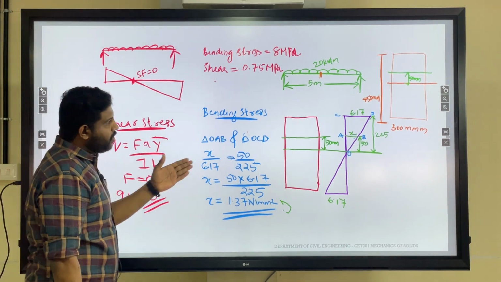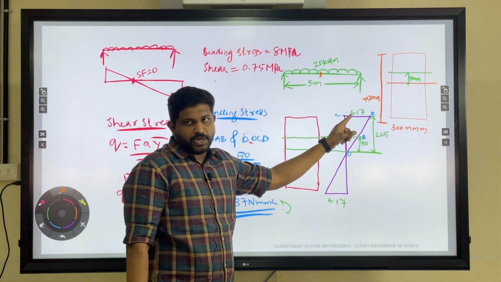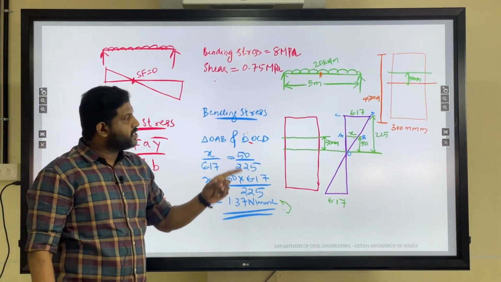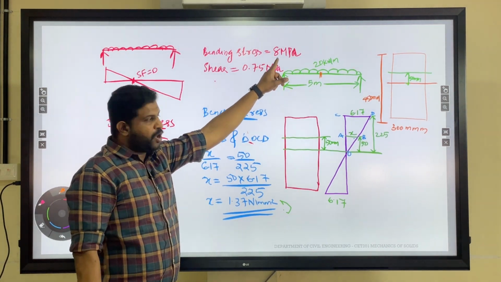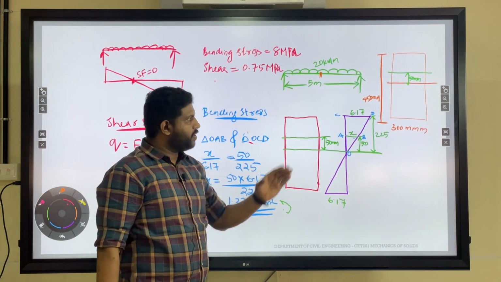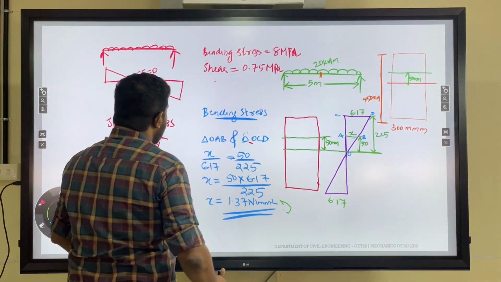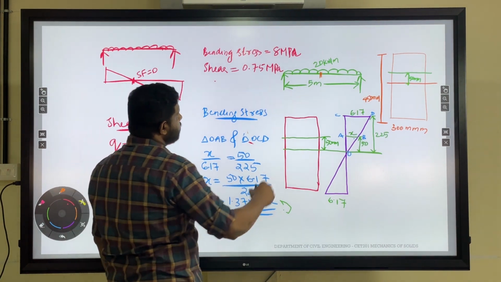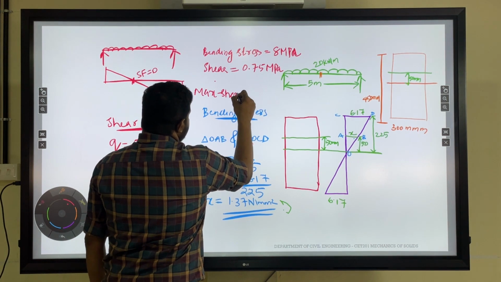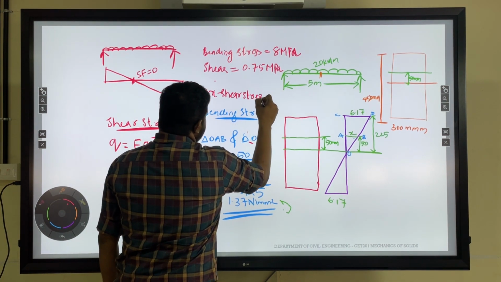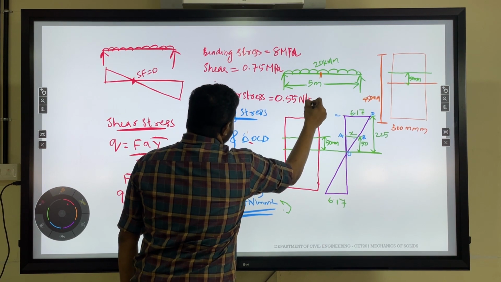As per our calculation, the maximum bending stress developed in the structure is only 6.17, which is less than 8 megapascal. So allowable is 8 megapascal, the maximum value is only 6.17, which is less than the allowable value, so the structure is safe in bending. And the maximum shear stress value is 0.55 Newton per mm square.